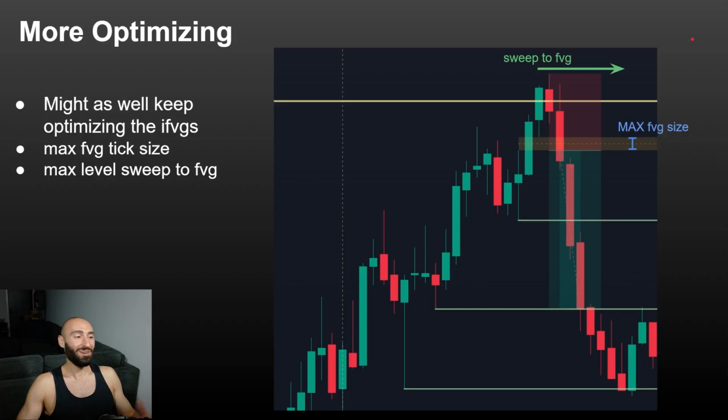What else can we do? I told you guys I put in some work on this. Let's look at the maximum fair value gap size. Okay, we looked at the minimum. Let's look at if it's too big, should we ignore it? Also, while I was looking at this, I said at the same time, let's check out from the sweep, right? The retracement, the close above the level. How long should we wait until we see the fair value gap that we want to inverse?